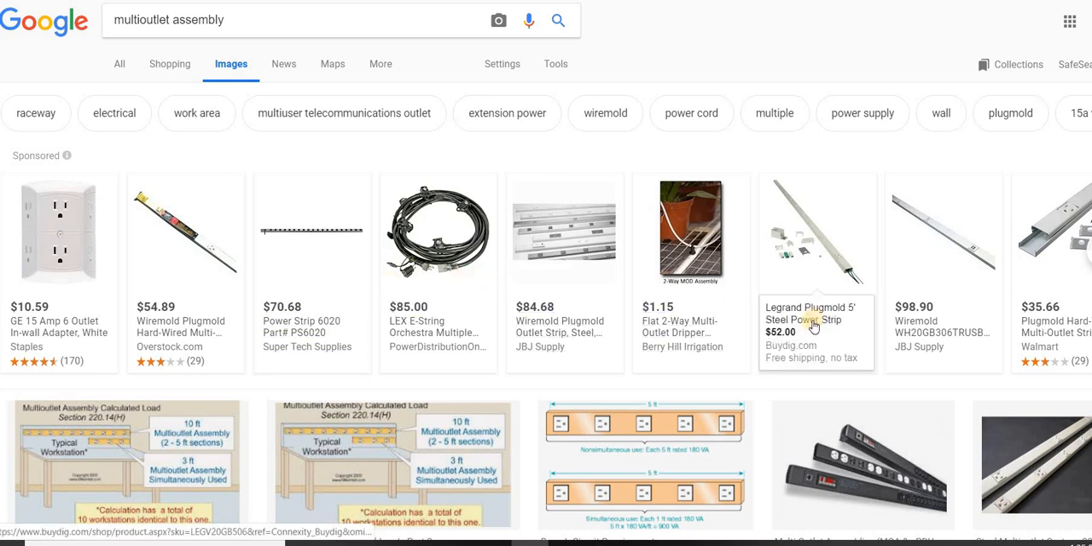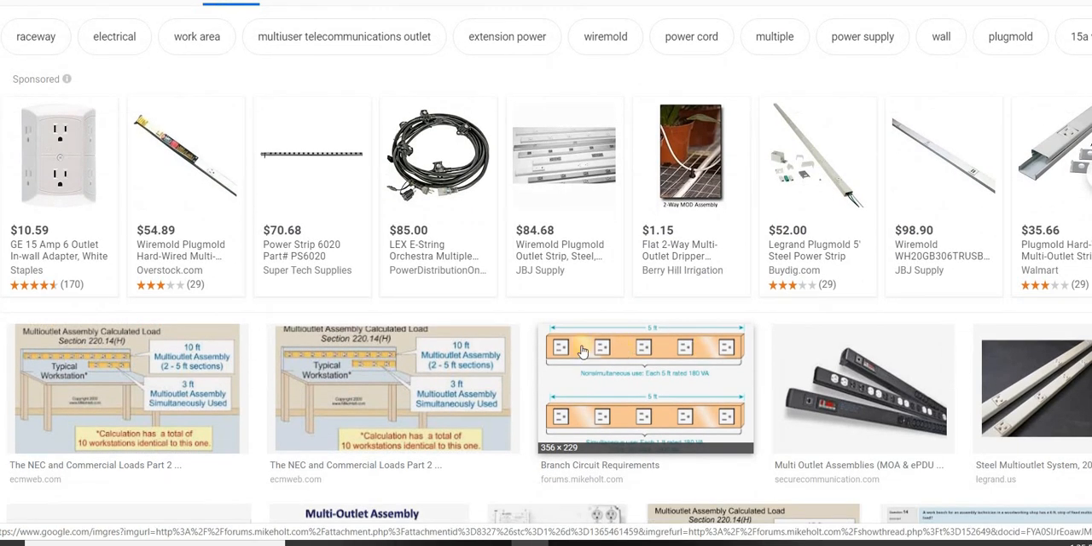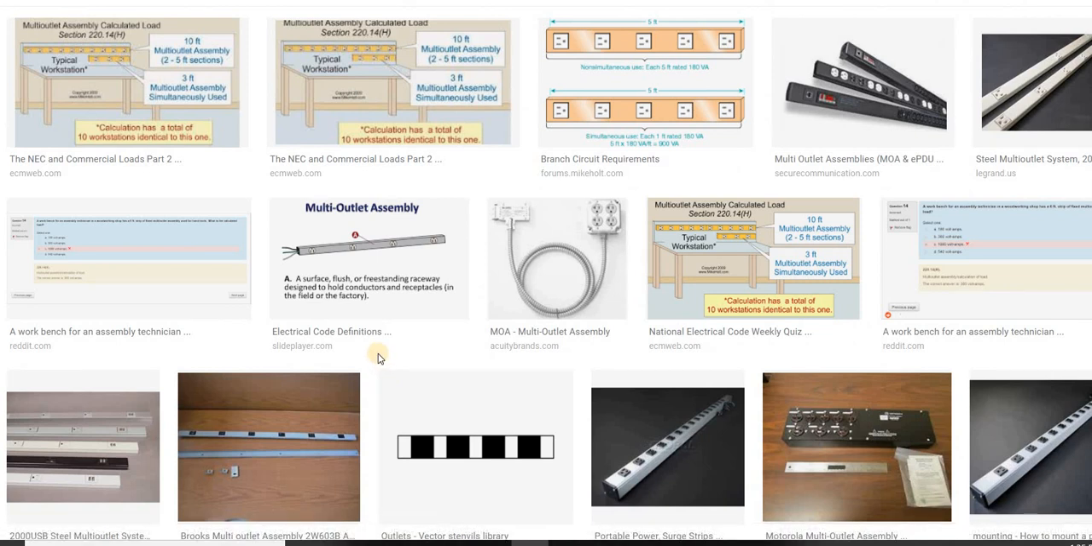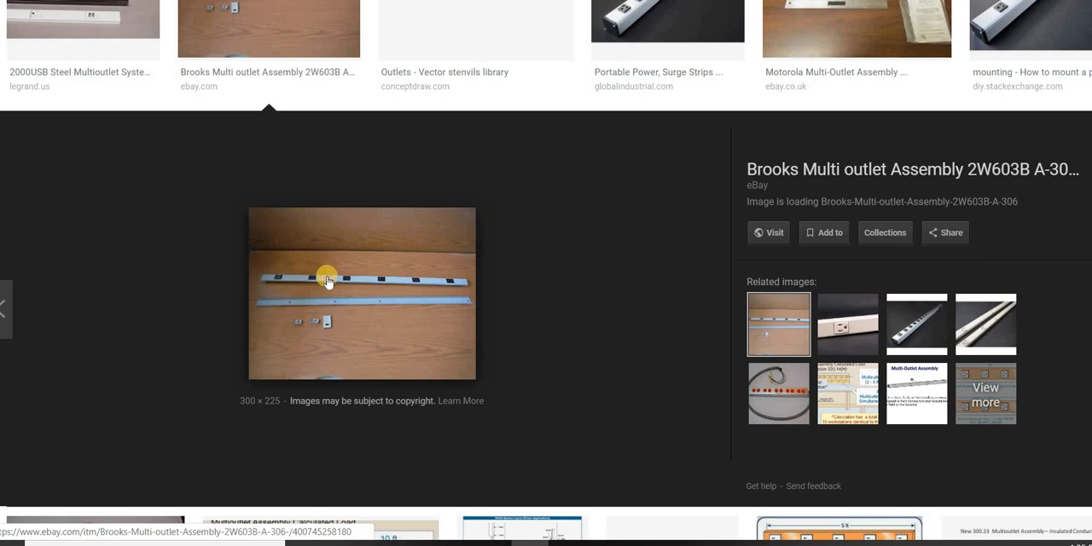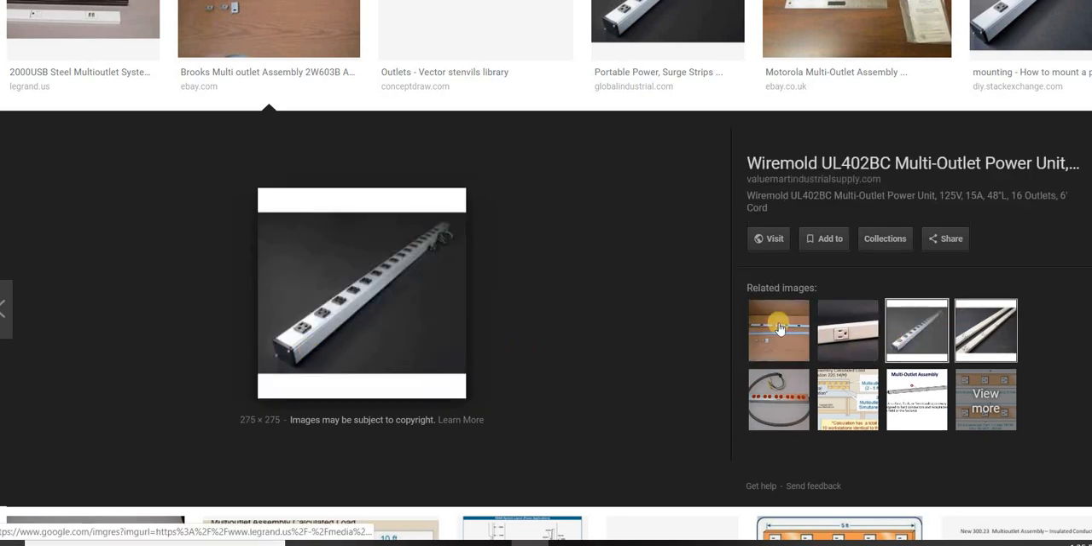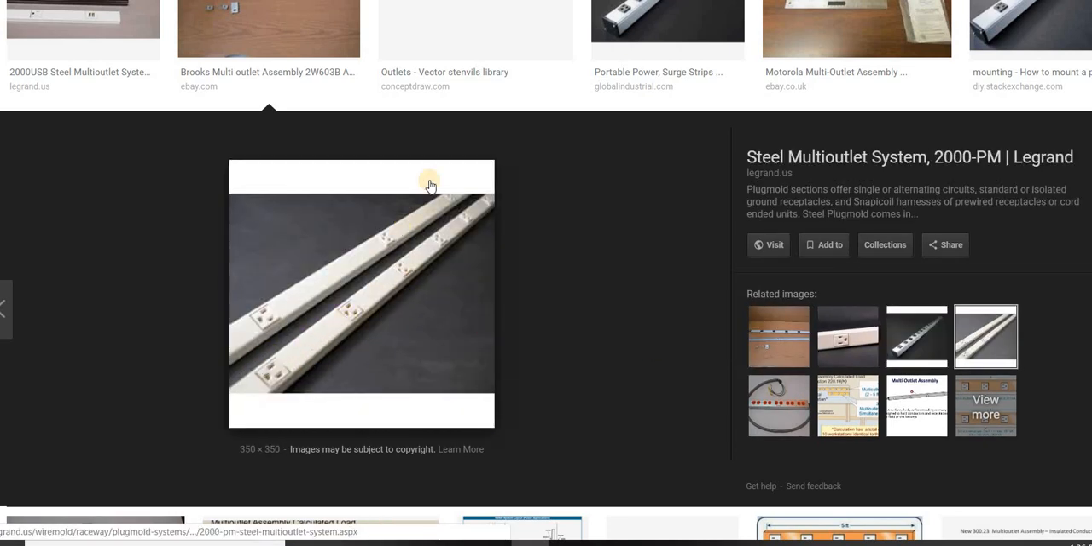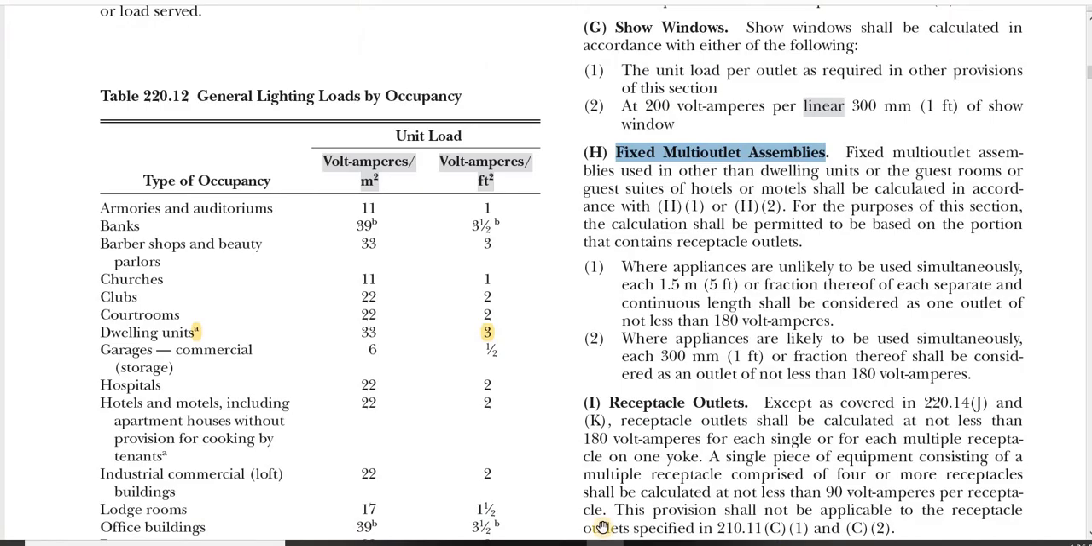So multi-outlet assembly, here's a good example of one right here. Here's a good example of how you'd see them. And this is some calculations that are done by a well-known dude I know. And here you go. Here's some multi-outlet assembly right here. You see it's got multiple outlets, receptacles, all. And then, of course, you have the chase, and all the wiring is located inside of this track. There's an example of a multi-outlet assembly. There's another example of a multi-outlet assembly. All right, so now we've got a full understanding of what a multi-outlet assembly looks like.